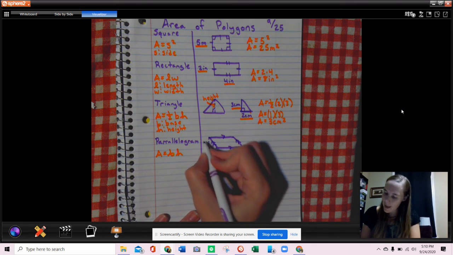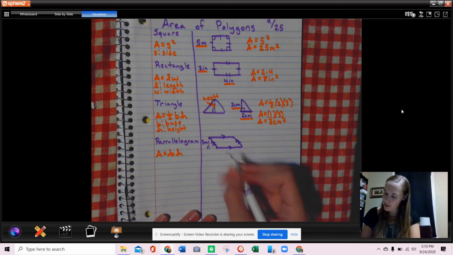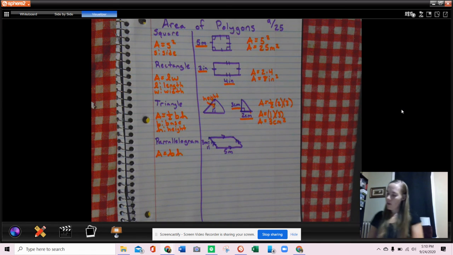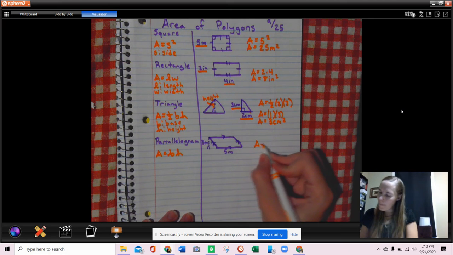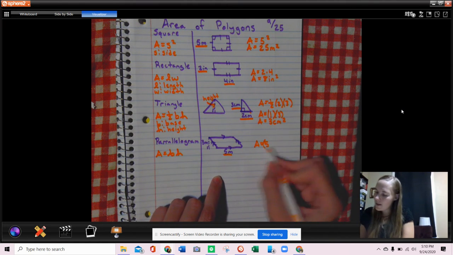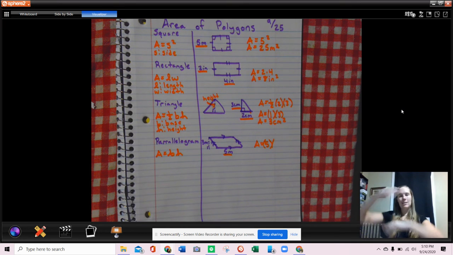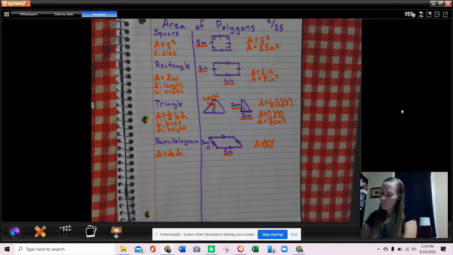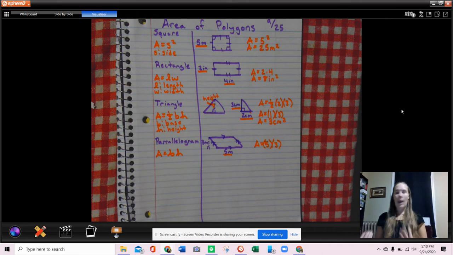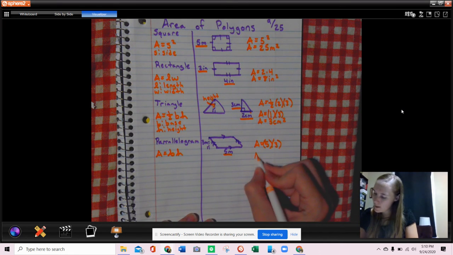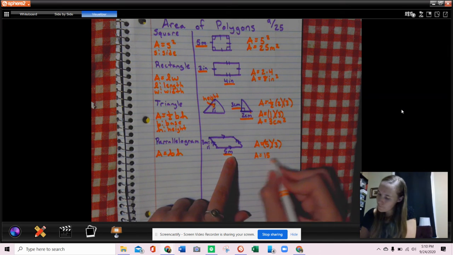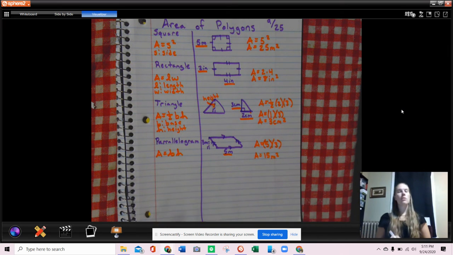So in this case, I'm going to have this be 3 meters and this length down here be 5 meters. So my area, my base is right there, so my area equals 5 times my height is that distance from the top to the bottom, so times 3. So the area of this parallelogram is 15, and then don't forget our units, meters squared.